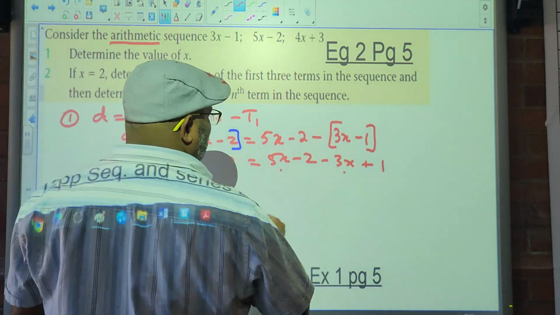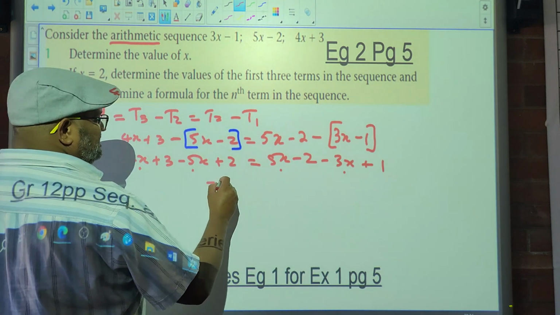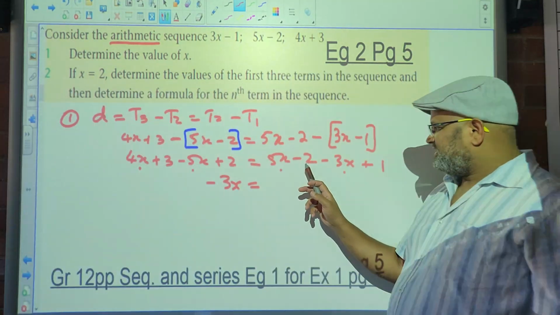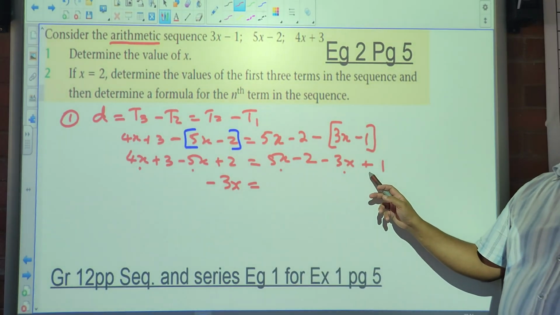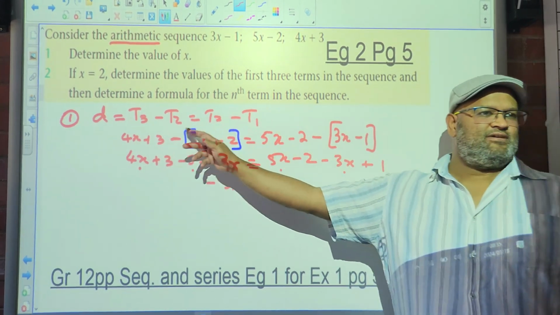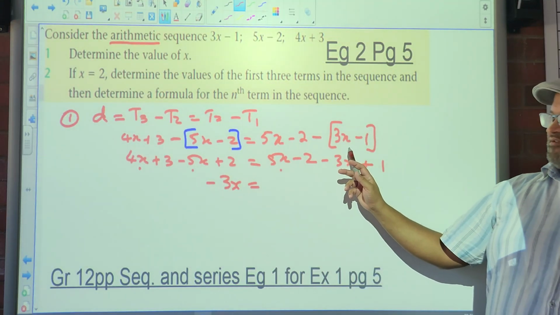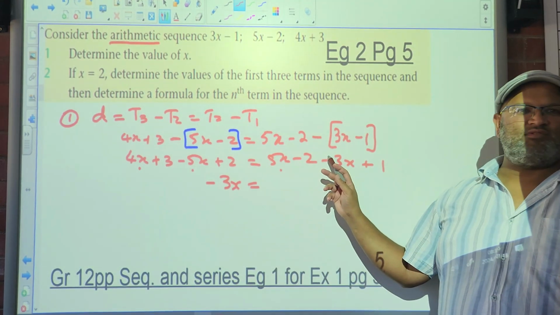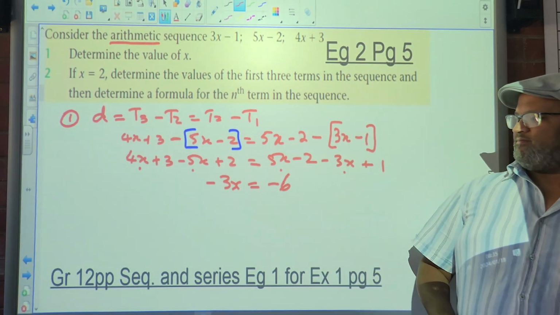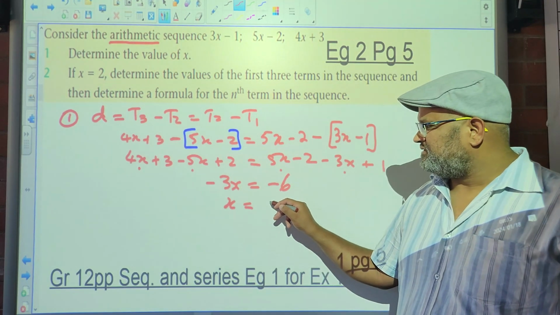Negative 6x plus 3x will be negative 3x equals. We start on the other side now. Negative 2 plus 1, negative 1. We're bringing 3 over the equal sign. So negative 1 minus 3, negative 4. Minus 2, negative 6. Okay. So divide both sides by negative 3, so x is equal to 2.